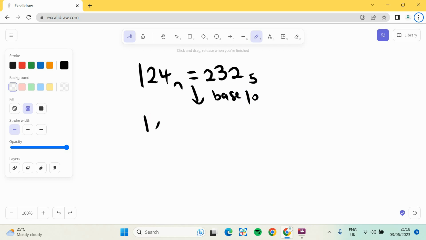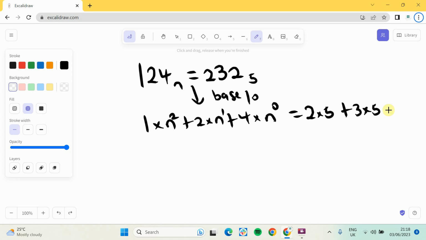Right, so that will be 1 times n to the power 2, plus 2 times n to the power 1, plus 4 times n to the power 0. So from right to left, we give the power: 0, 1, and 2. This is equal to the same thing: 2 times 5 squared, plus 3 times 5 to the power 1, plus 2 times 5 to the power 0. So 0, 1, 2, right? So 1 times n squared is n squared, plus 2 times n to the power 1, that will be 2n, plus 4 times 1, that will be 4.